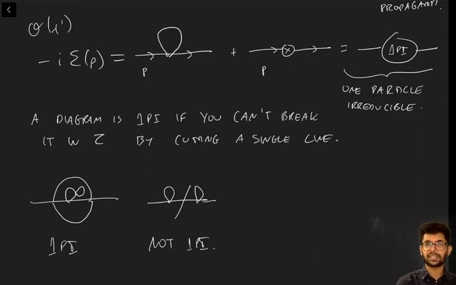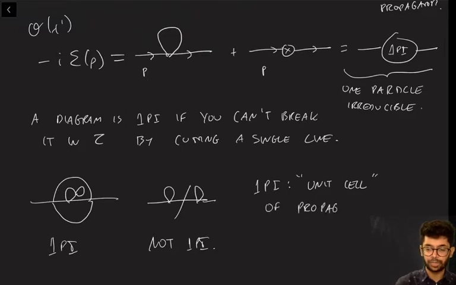So you can see that there's a sense where a 1PI diagram is kind of the unit cell of the propagator. I'll explain what this means in a minute. But it's the simplest possible unit that makes up the propagator. In particular, this concept is developed a little bit more on problem set 2, so you should take a look at that if you want to understand a bit more.